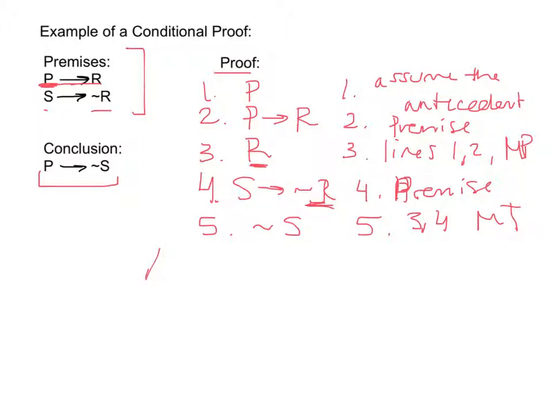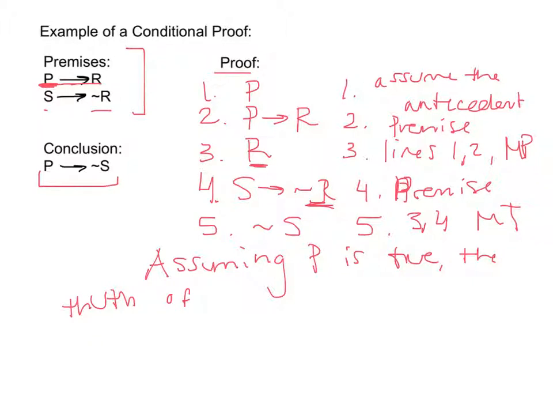So then we can say that assuming P is true, the truth of not S is established. So we have, therefore, if P, then not S.